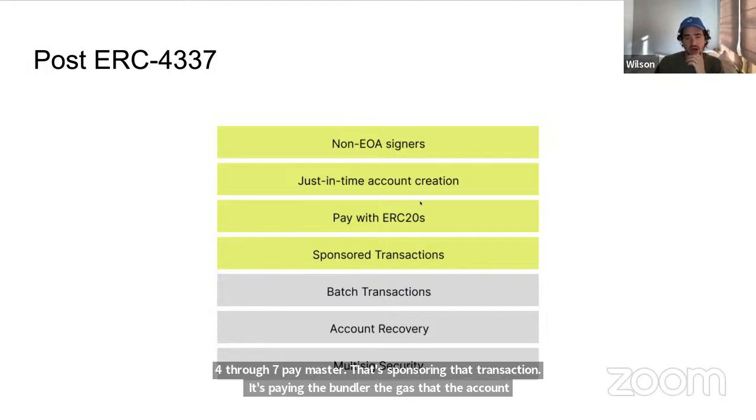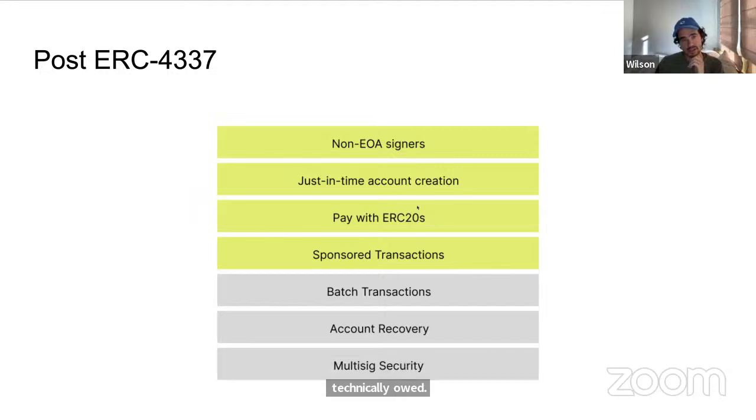You can also pay gas with ERC 20s. Maybe you don't want to hold ETH in your account and you just want to hold USDC. ERC 4337 unlocks this ability because you can have the account pay USDC to somebody who pays ETH to the bundler, and the bundler doesn't care so long as they get paid back.